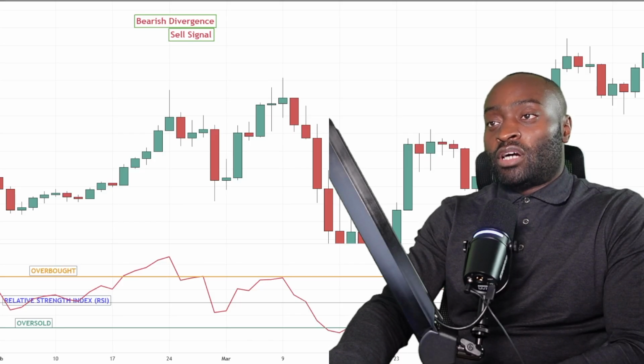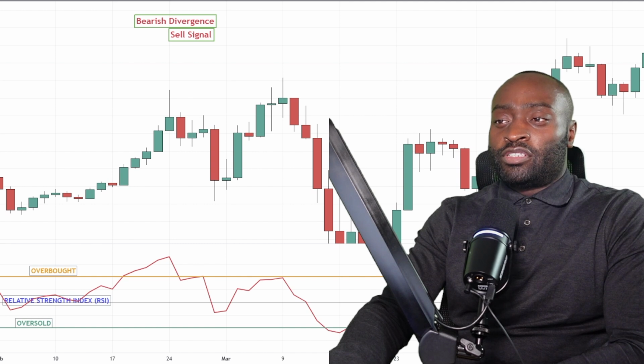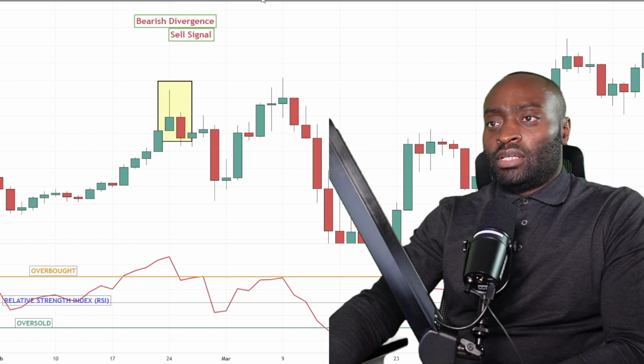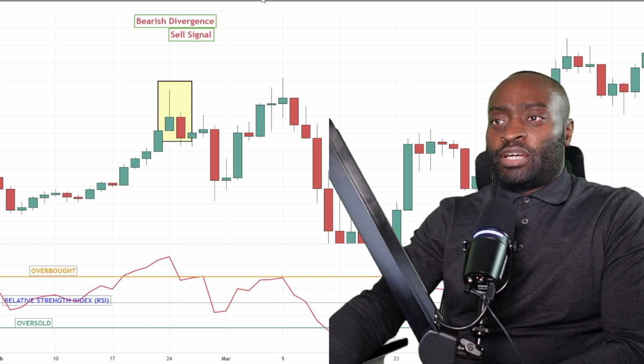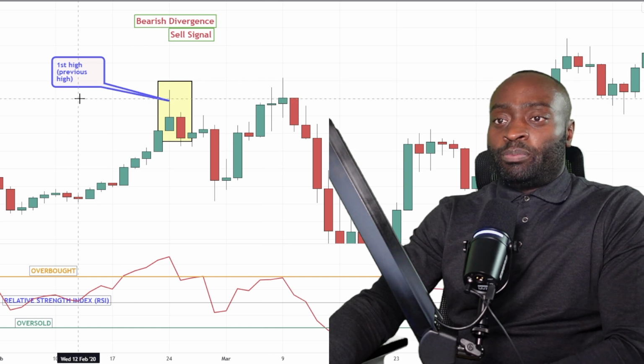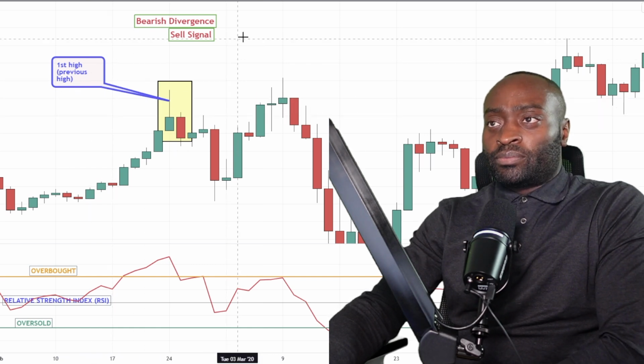I'll now be showing how to use the RSI to identify bearish divergence. Bearish divergence is when price makes a higher high, but the RSI makes a lower high, which is an early indication that the market is likely to turn and it's a sell signal. So the first thing we identify is the first high, which we can see here. First high will also be known as the previous high.